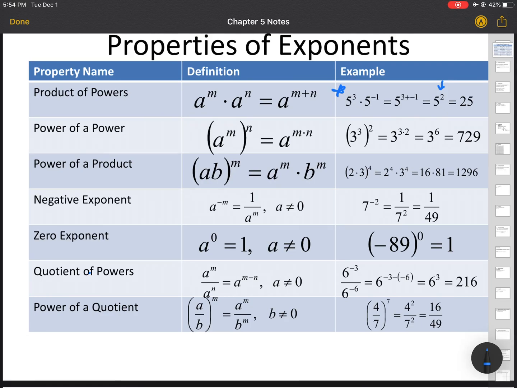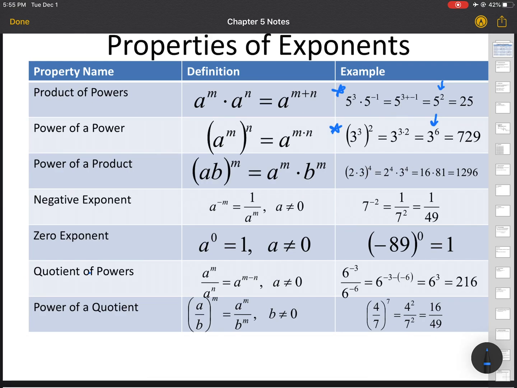The next property we have is the power of a power. This says if you have a base raised to an exponent, but the whole thing is raised again to another exponent, all we need to do is multiply those exponents together. So for example, if I have 3 to the third power, and that whole thing's raised to the second power, all I need to do is multiply the exponents. So 3 times 2, well that's 6. And we can evaluate that. 3 to the 6th power is 729.